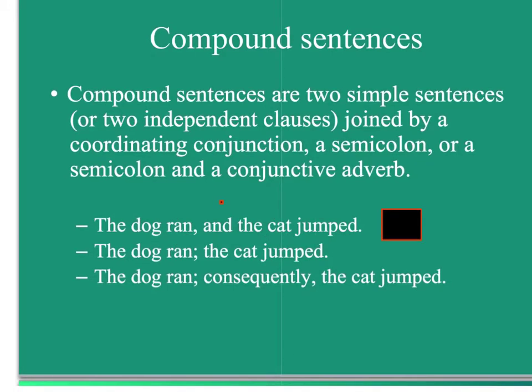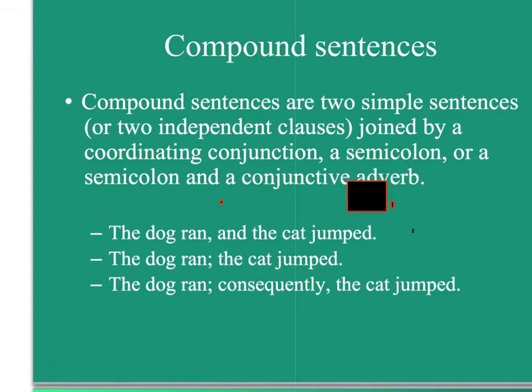Another way to test to see if there's a compound sentence is to cover up the conjunction with your finger and just test. On the left-hand side, you should have a sentence, the dog ran. On the right-hand side, you should have a sentence, the cat jumped. The same can be true for the other 2. Get rid of the semicolon, you have a sentence on either side.